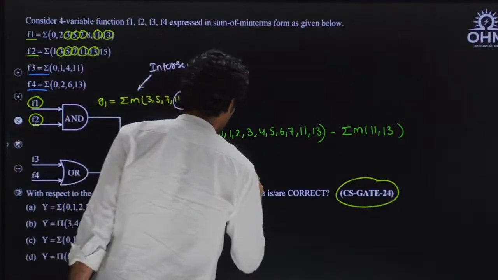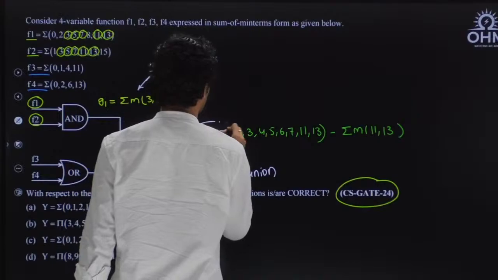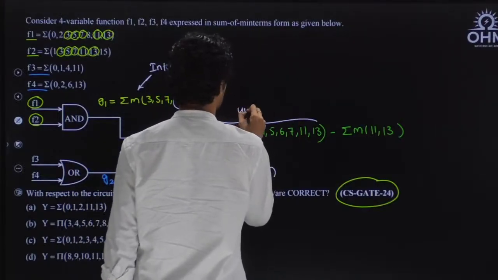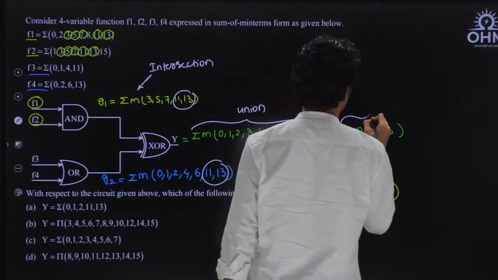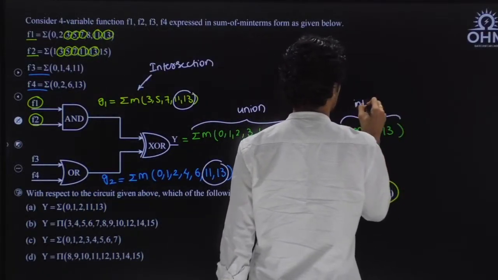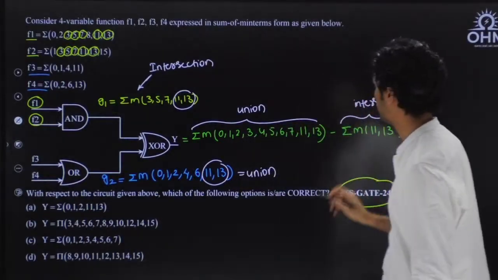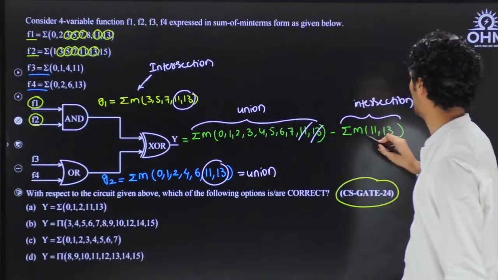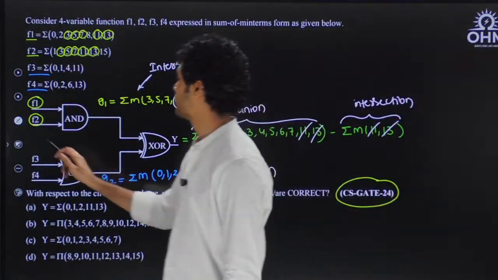And whereas G is basically union, and whereas this is union of its corresponding inputs minus this is basically intersection. So when you take union minus intersection, two guys are gone. 11, 13 are gone. So the remaining minterms that we have right now is the final.